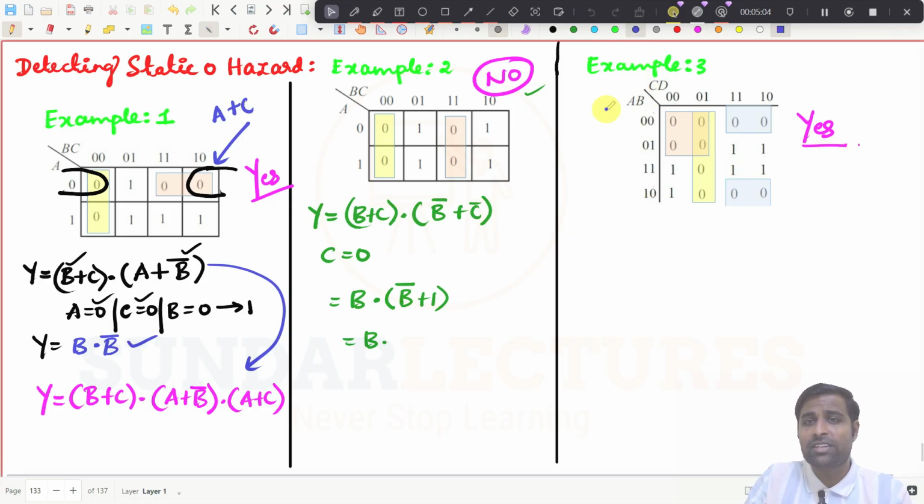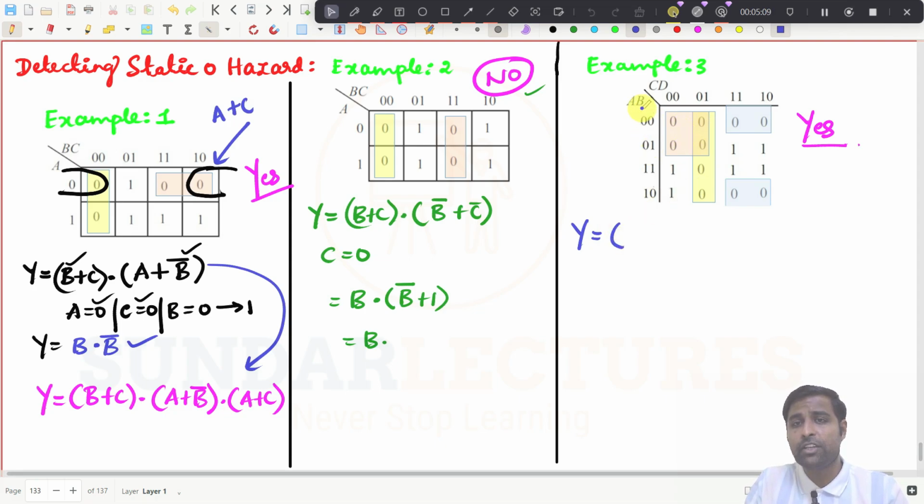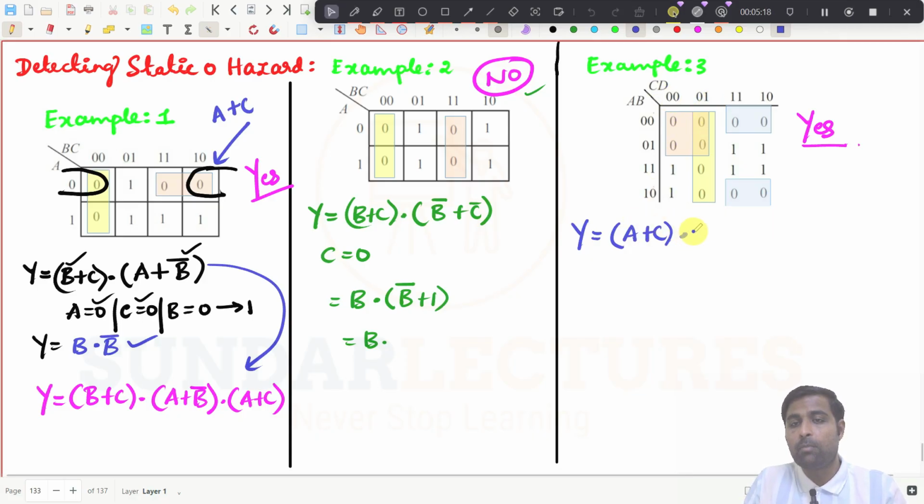And what is the equation? I can write down here Y, which is equal to, what should be this equation? What is the common term in these two? A is the common term, so I put A. And what is the common term in these two? Again it is C, so plus C will come, put dot.